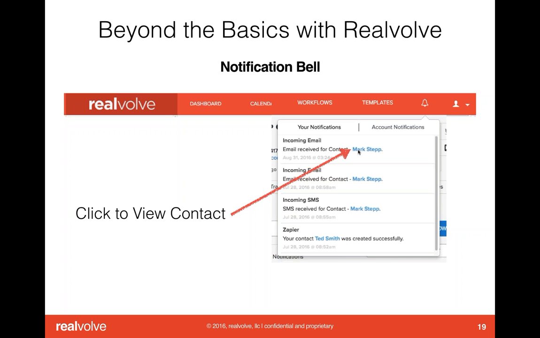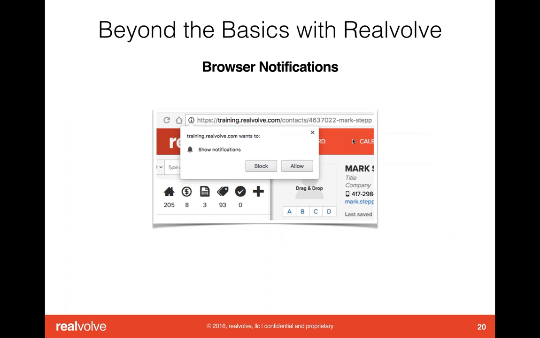So I want you guys to be aware of what that bell does and how it can actually help you in your day-to-day business. Now, what will happen the very first time that bell goes off is that you will probably get a little notification in your browser, and it'll give you your Realvolve account, the subdomain and domain. In my case, I'm using training.realvolve.com as my Realvolve account, and it will come up with a little notification. You have the option of either blocking those notifications or allowing them.